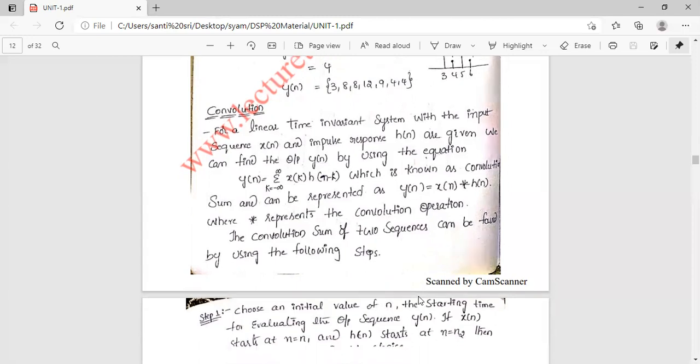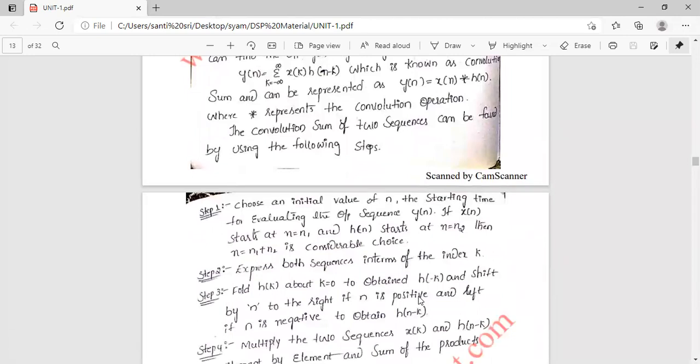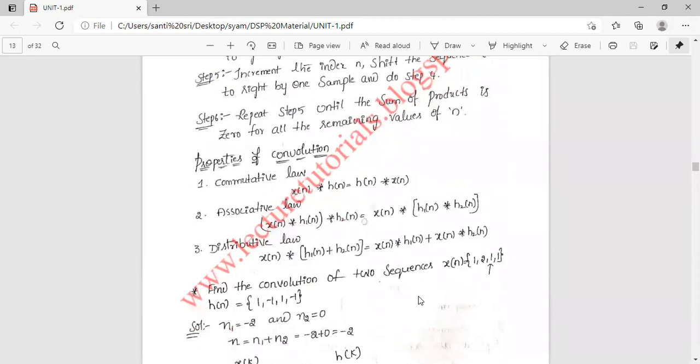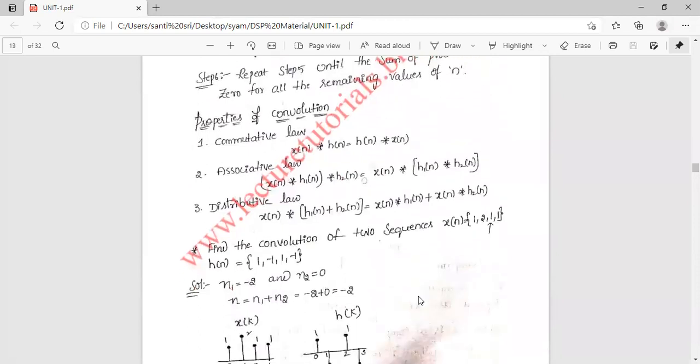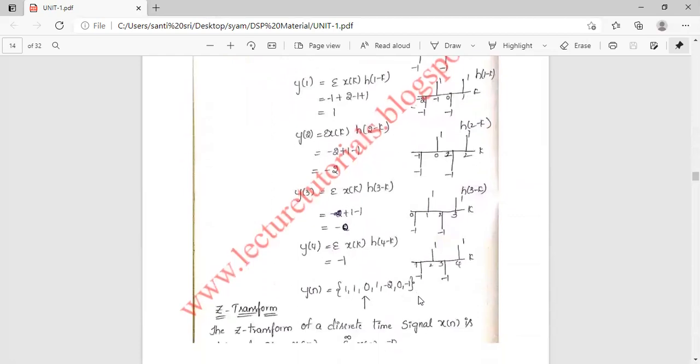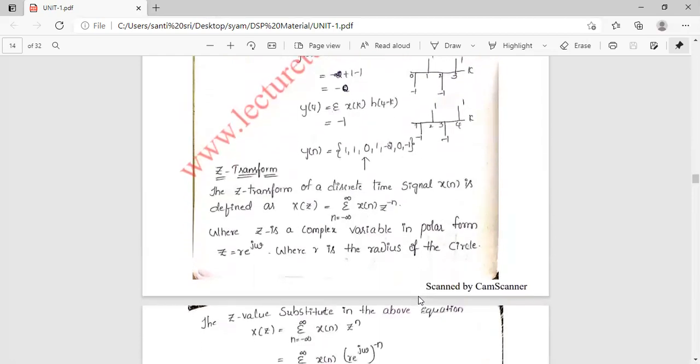These are the various steps involved in doing the convolution. Next, the properties of convolution we observed: the commutative law, associative law, and distributive law. After that, we also saw the convolution of two sequences. I have done a problem. Next, coming to the Z transform.